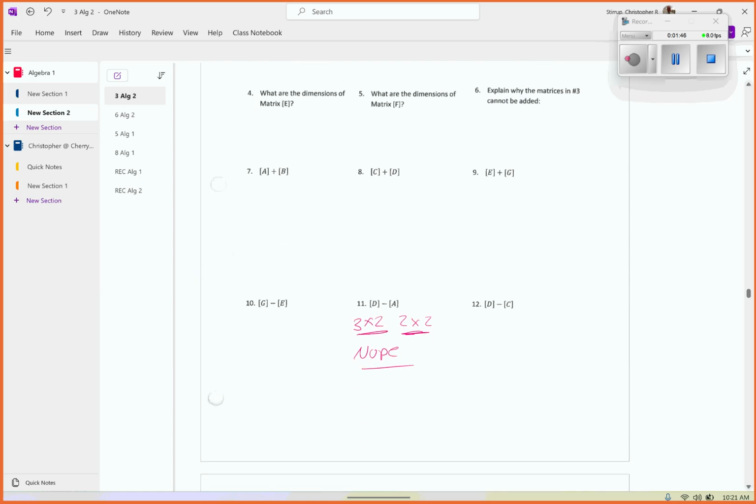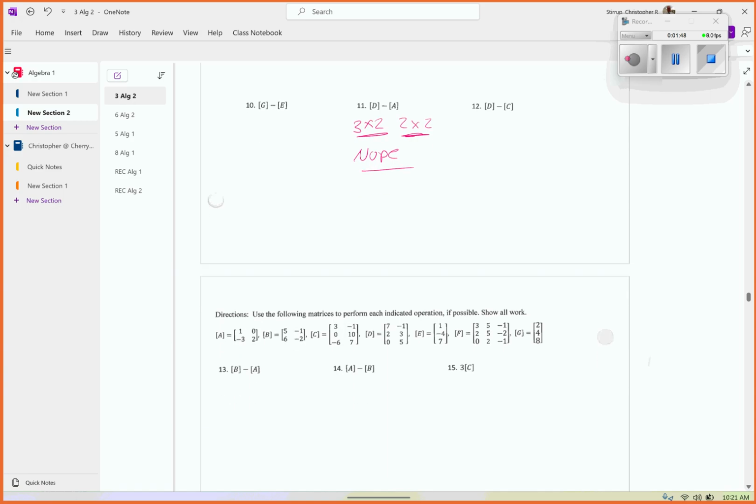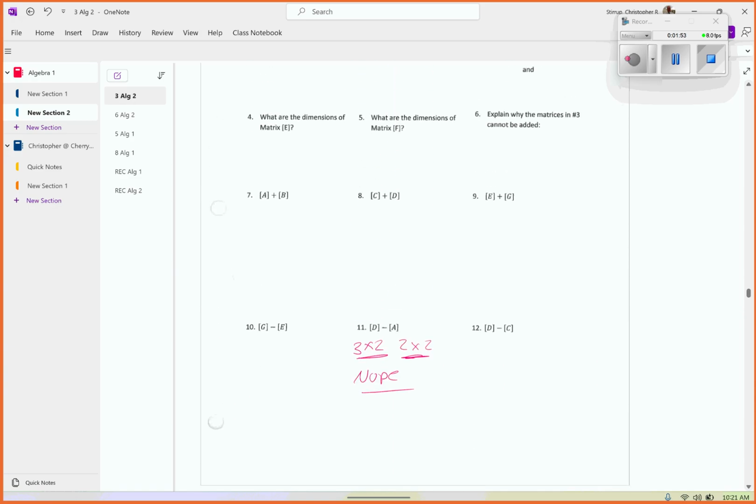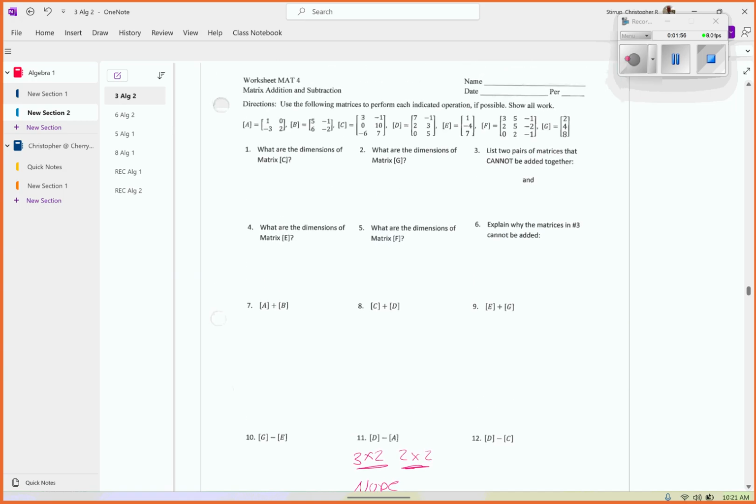So is there anything that I can help you with on any of those? Explain why the matrices in number 3 can't be added. Wait, no. Explain 2 pairs of matrices can't be added. So I can't add matrix A and matrix F. Let's say you chose those 2. The reason I can't do that is because A is a 2 by 2 and F is a 3 by 3. They're the different dimensions. The dimensions have to be identical to add or subtract them. That's really what we're looking for.